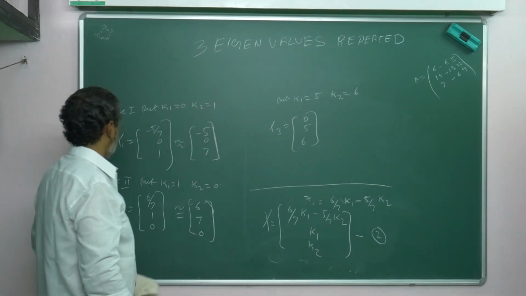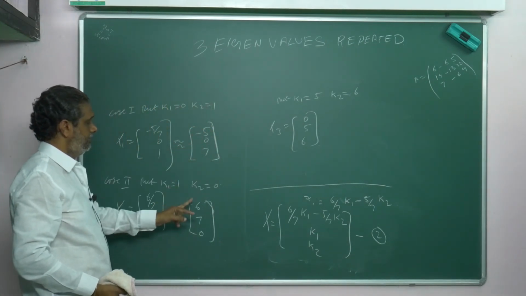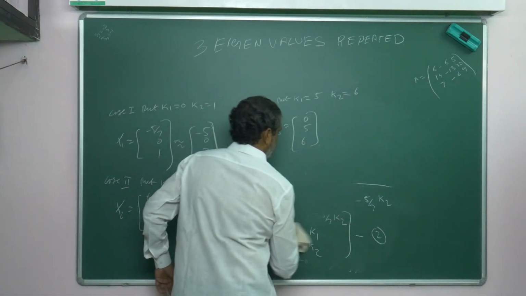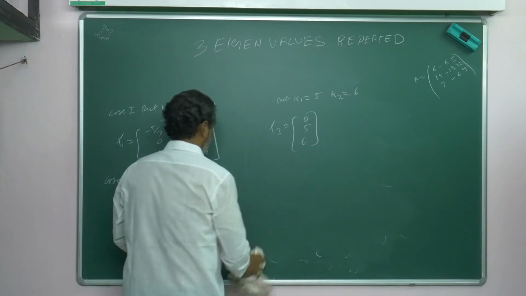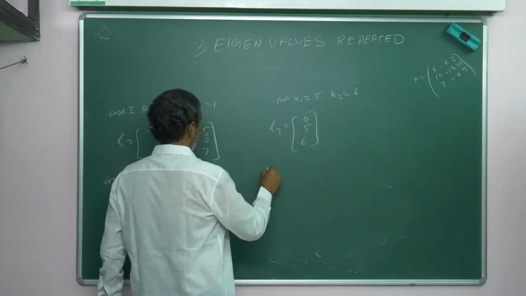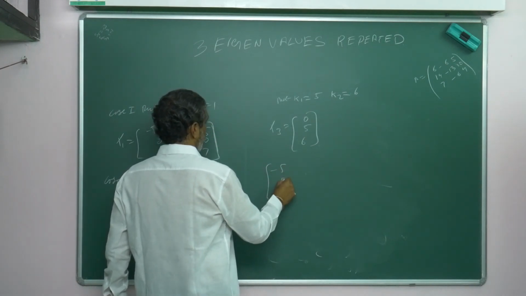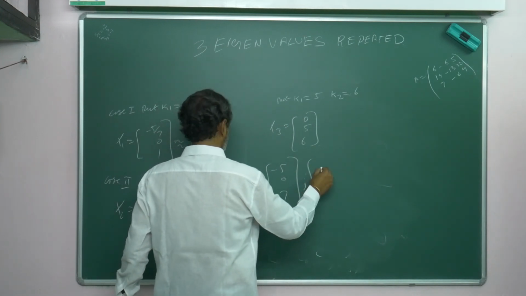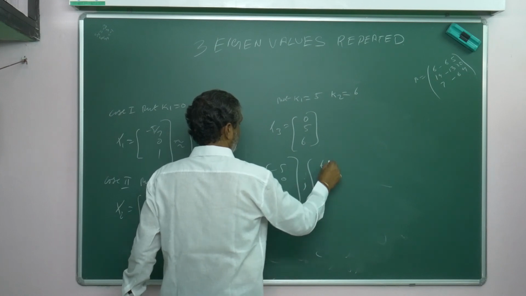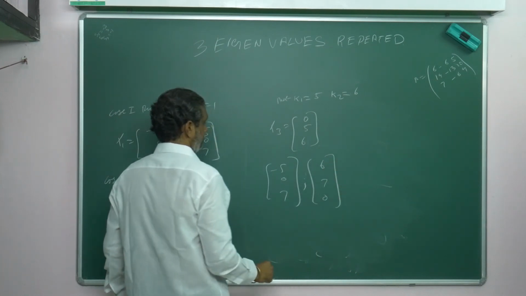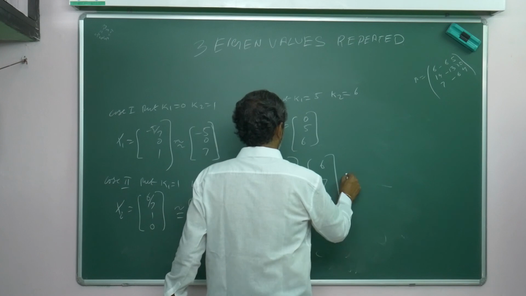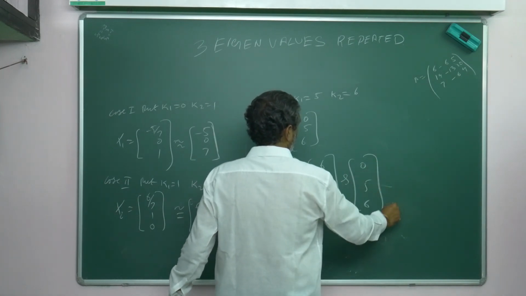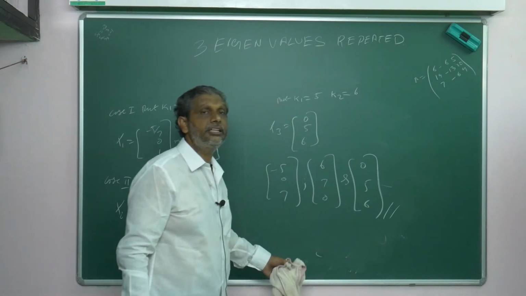So the eigenvectors are minus 5, 0, 7; 6, 7, 0; and 0, 5, 6. So this is the case of 3 repeated roots.